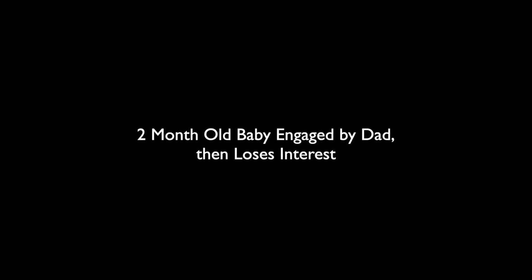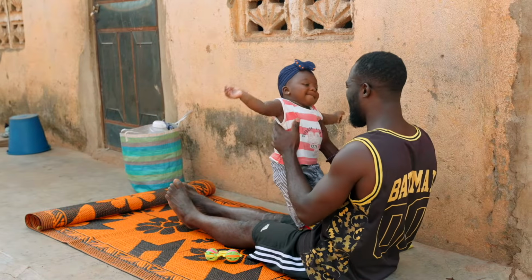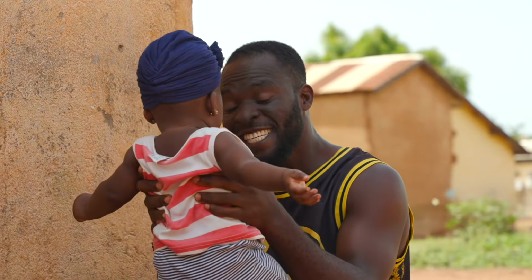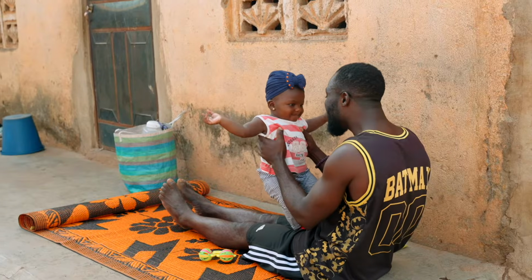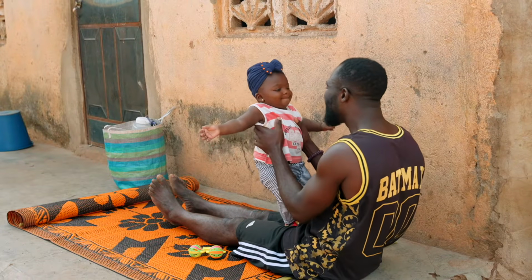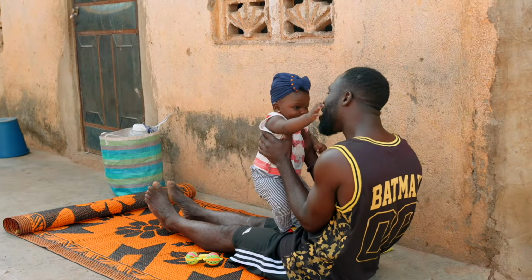Two-month-old baby engaged by dad, then loses interest. This eager dad plays with his baby. At first, she shows she's engaged. She looks into his eyes with a half smile and reaches out to touch his face.